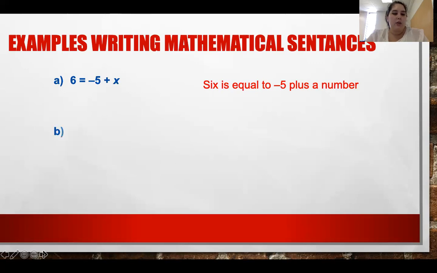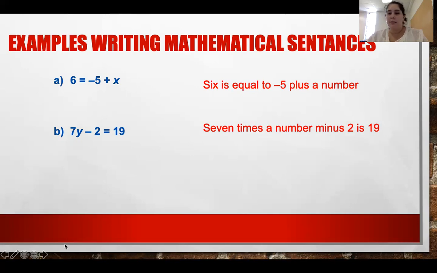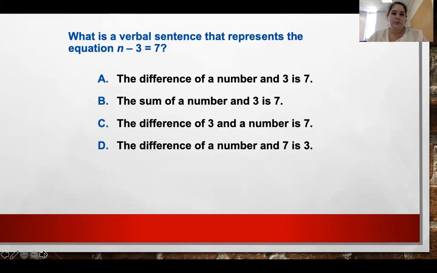Another example would be 7y minus 2 equals 19. That would be 7 times a number minus 2 is 19, is another way of looking at it. And again, go ahead and pause the video if you need time to copy this down. So we have another you try. What is a verbal sentence that represents the equation n minus 3 equals 7? Go ahead and pause the video and try it on your own and then check your answer.